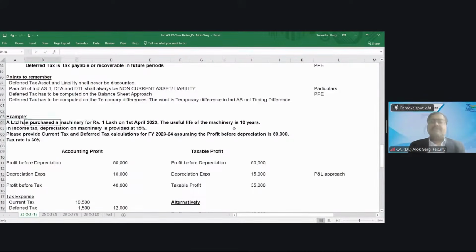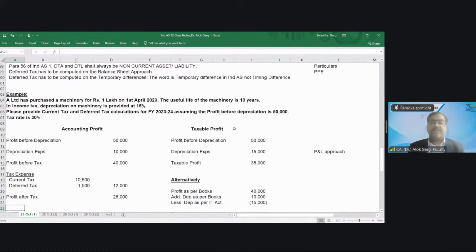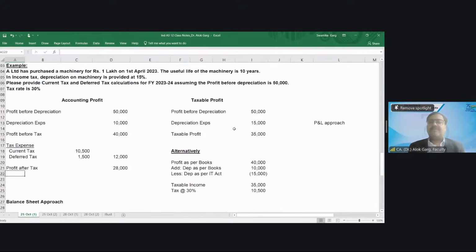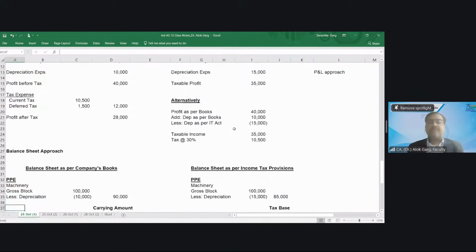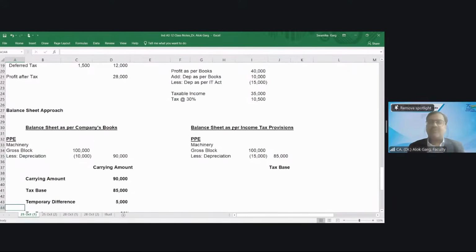So friends, you understand the P&L approach, you understand the balance sheet approach now, right? I've just covered the question in my full class, that this is the example of accounting profit, taxable profit. So this is the P&L approach, where you are comparing your P&L items. And what is the balance sheet approach? Like I just showed you.